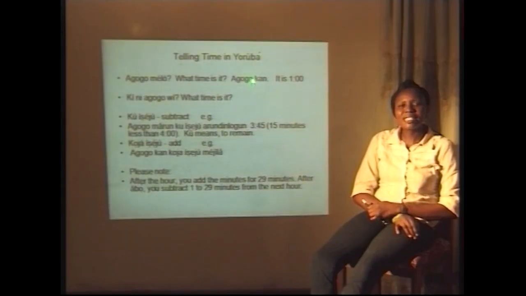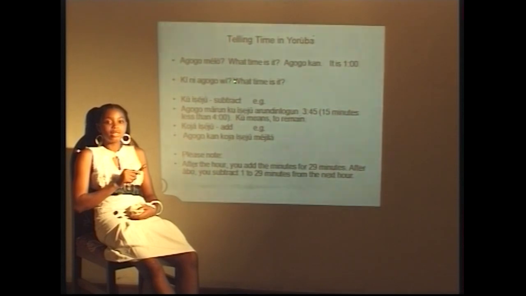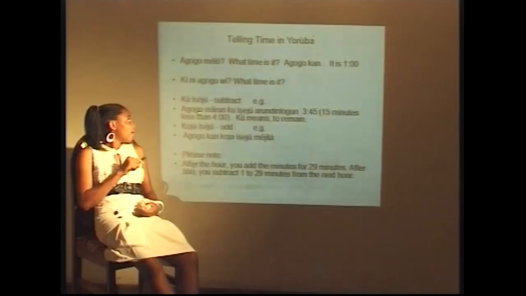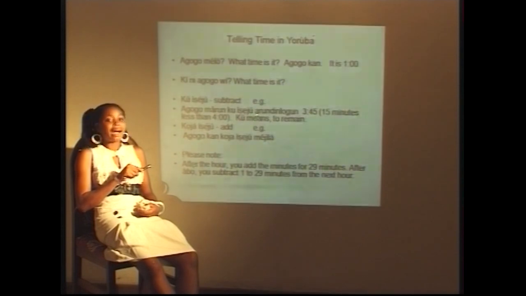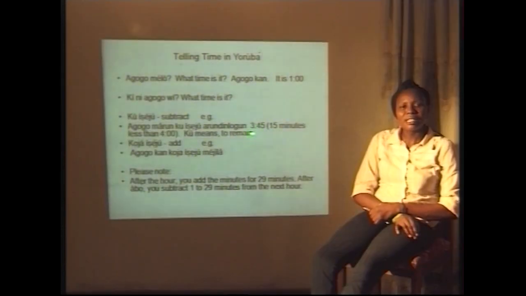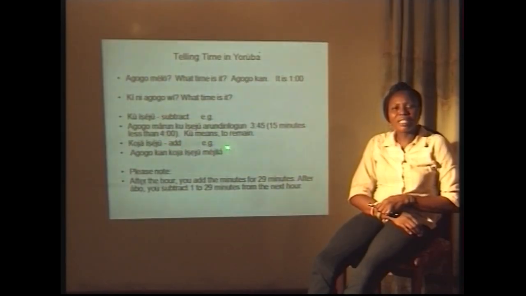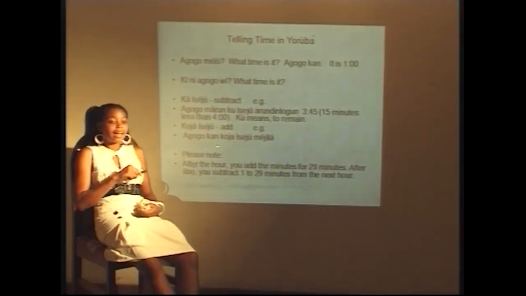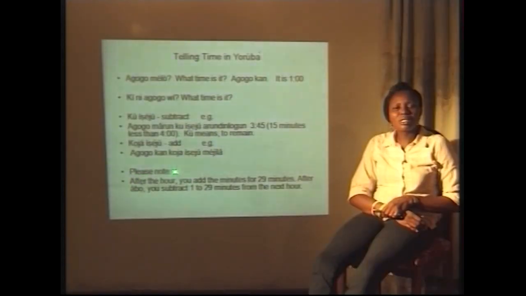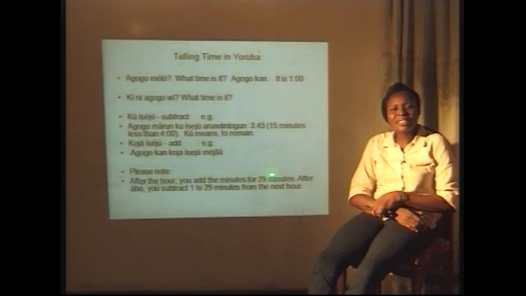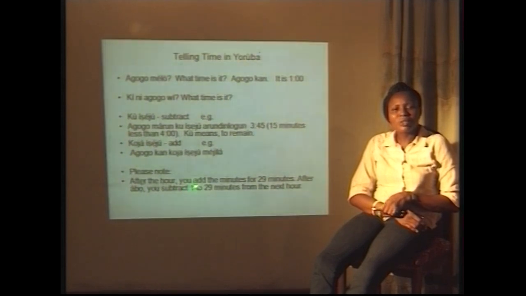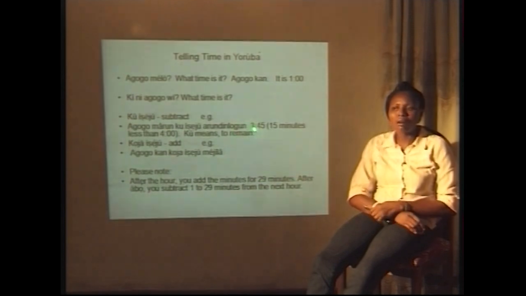Agogo melo? What time is it? Agogo kan. It is 1 o'clock. Kini agogo wi? What time is it? Ku, iseju, subtract. Agogo marun ku iseju arundinlogun, 15 minutes less than 5 o'clock. Ku means to remain. Koja iseju, add. For example, agogo kan koja iseju mejila. Please note, after the hour, you add the minutes for 29 minutes. After the abo, you subtract 1 to 29 minutes from the next hour.